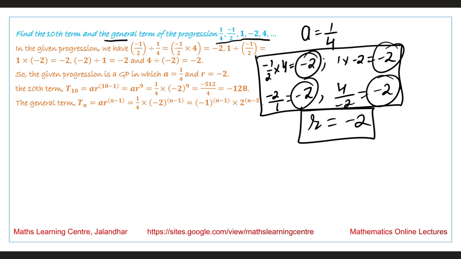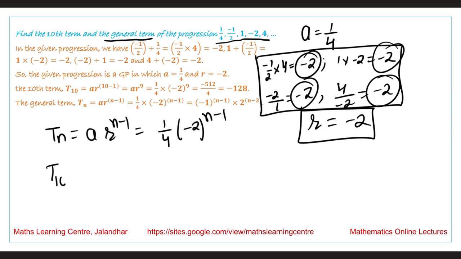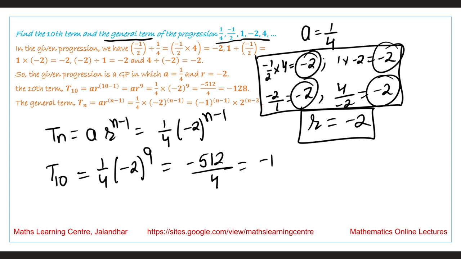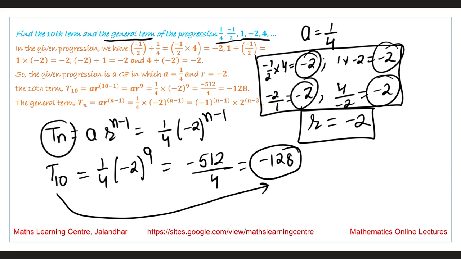Now we have to write the general term. The value of Tn is equal to AR raised to the power n minus 1, that is equal to 1 by 4 into minus 2 raised to the power n minus 1. If we substitute to find the value of T10, it is 1 by 4 into minus 2 raised to the power 9. So the answer we obtain is minus 512 by 4, that is equal to minus 128. So this is the 10th term, and this is the general term of this GP.